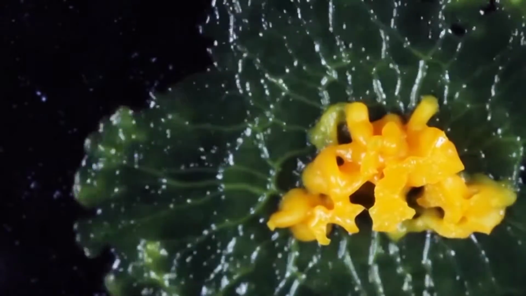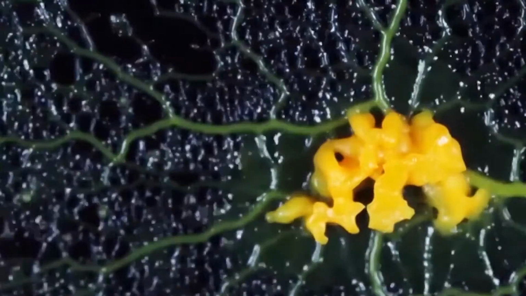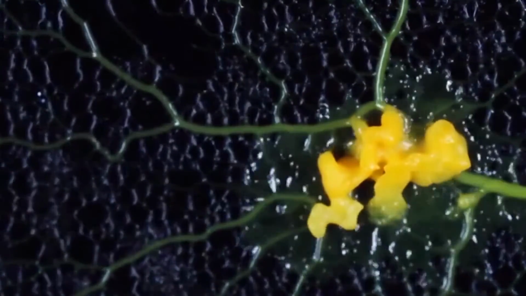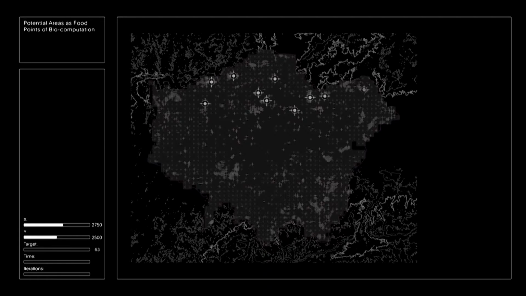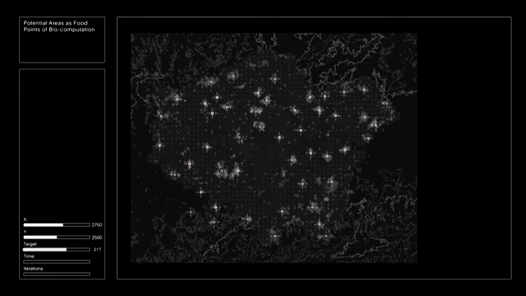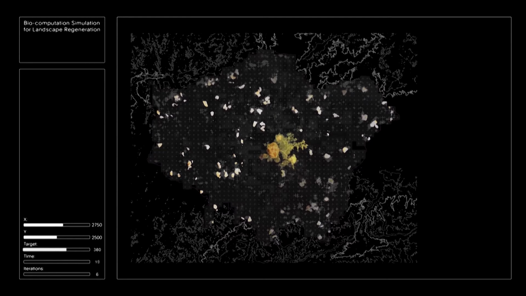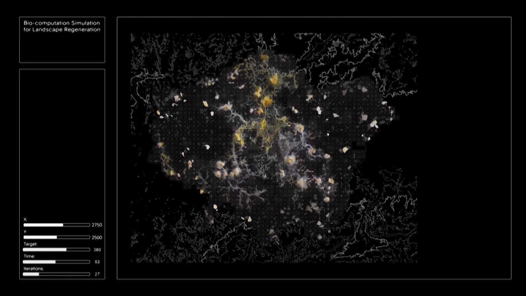Fisarum polycephalum is a single-celled organism with no definite shape. This organism scavenges for food, then develops a richly branched network structure. Using this biological intelligence, previously selected points are assigned as food sources to reconstruct the urban landscape network. The growth process of the organism creates a visualization of this new landscape.